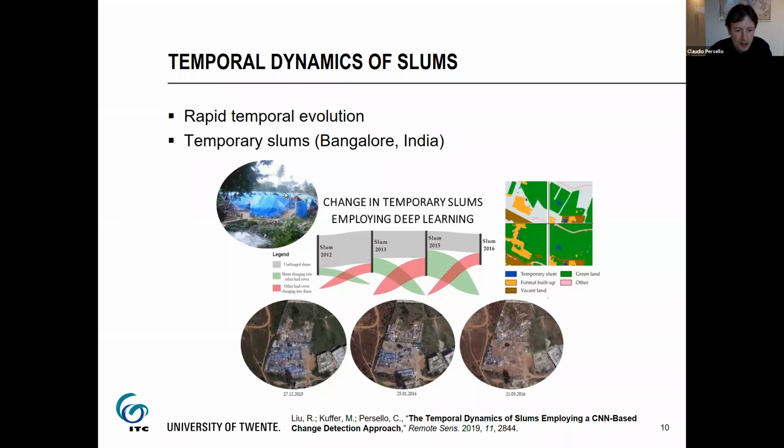And here you can see some images taken at different times where the slum is gradually disappearing through time. So people are actually moving towards other parts of the city quite quickly. And what we have done is develop a change detection algorithm designed to analyze this temporal pattern in the slums.